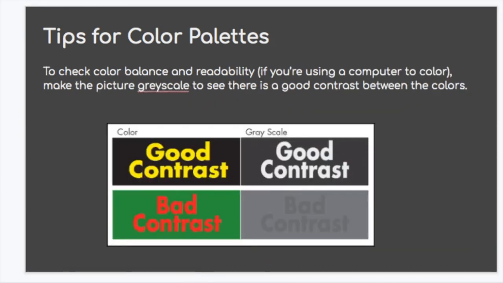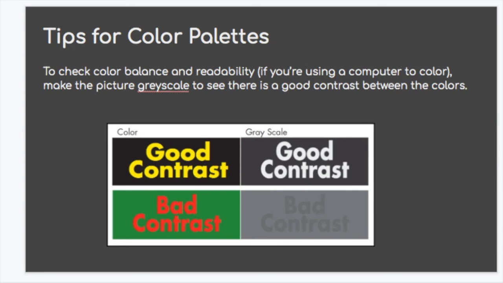Last tip is to check your color balance and readability. This is easier if you're using a computer to color, but you do this by making the picture grayscale to see if there's a good contrast between the colors. You can see here on the left, at the bottom where it says bad contrast, there's a lot of color dissonance. It hurts to look at, kind of, but they're the same saturation pretty much.